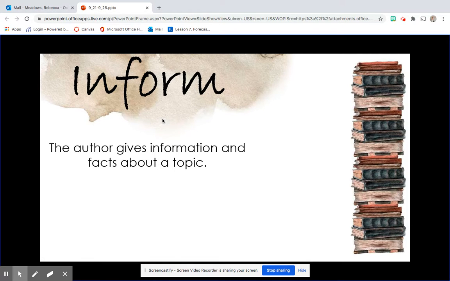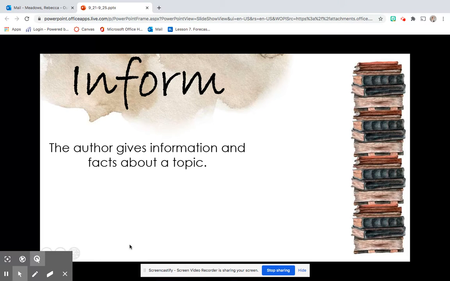Inform is when the author is giving information and facts about a topic. So I like to show a way to remember it as inform. They just took the ATION off of information and made it inform. So you can remember inform as it's missing the ATION for information because you know you're getting information about a topic. You'll know that it's an informing paper because you will find facts about the topic.